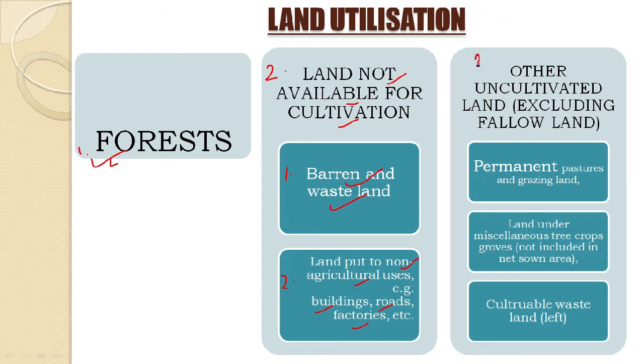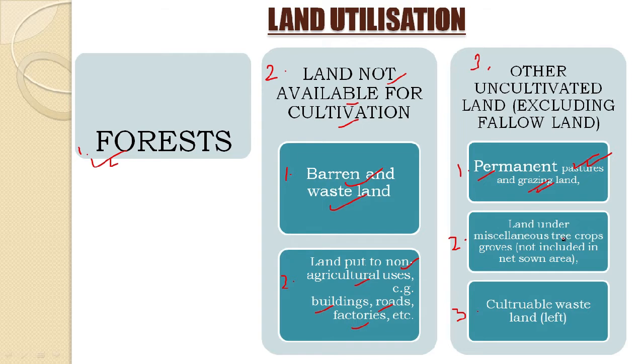Now third, when we come here, we see other uncultivated land, excluding fallow land. Now let us see, we have three types here under this third category. So first one is permanent pastures and grazing lands. Clear? Now we see that this is a type of land. Pastures are types of land on which animals or cattle completely graze.